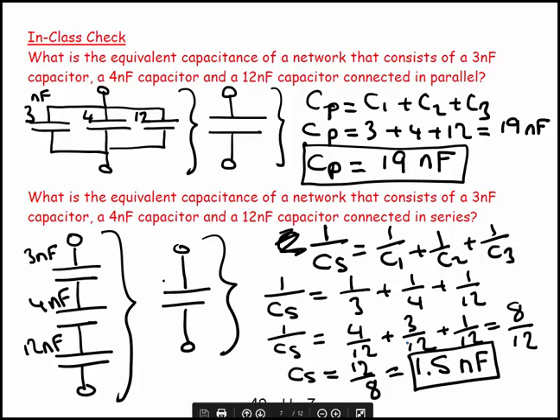So also notice this is smaller than the smallest one of these. So when you add them in parallel, the answer is bigger than even the biggest individual capacitor. And when you add them in series, the answer is smaller than even the smallest individual capacitor in series.